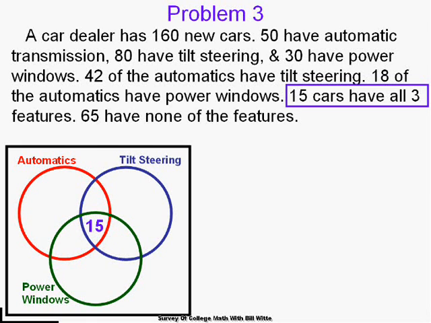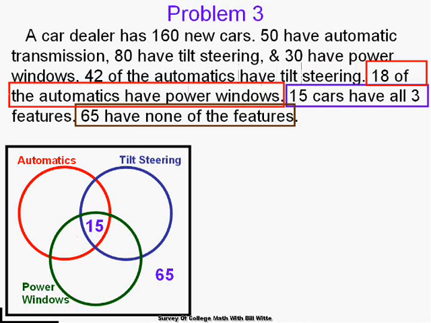Okay? Now let's see. What else can we derive? Oh, the 65. I like the ones that have everything and the ones that have none. That'll be of great use. Now this is a section that is automatics that have power windows but don't have tilt steering. 18 of the automatics have power windows. But remember, 18 of the automatics have power windows, but that includes the ones that have tilt steering. So let's subtract the 15, and you get kind of the idea. Okay, we get the 3.